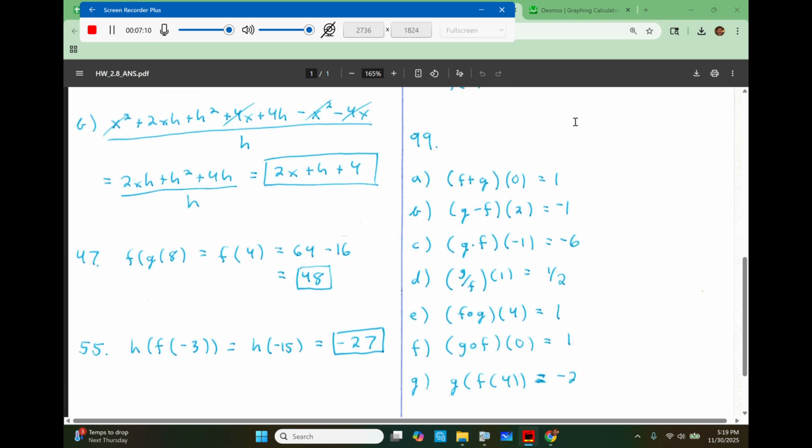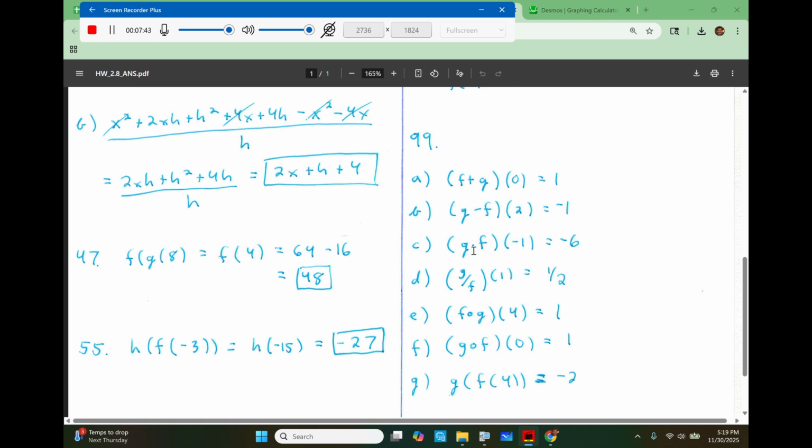Okay, 99. So we're given two graphs, and we're just doing a bunch of problems with these two graphs. So again, the first one is f plus g of 0. So f of 0 is 3, and g of 0 is minus 2. So 3 minus 2 is equal to 1. G minus f of 2. So g of 2 is 0. F of 2 is 1. So 0 minus 1 is minus 1.